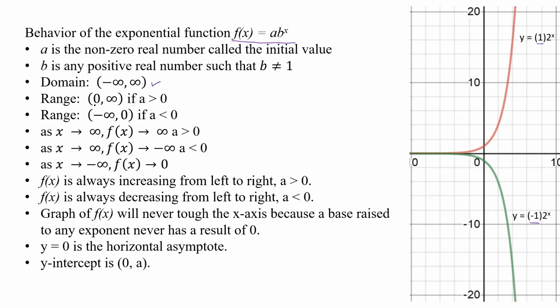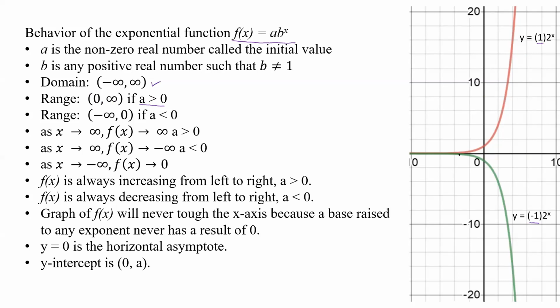Now, what about our range? Well, if a is greater than 0, if we're doing the top ones, basically, it's going to go from 0 to positive infinity. Now, it doesn't include 0. It gets very, very close. So no matter how far out you go to the negative infinity, it's never going to hit 0, but it's going to get really, really close. And then it's going to jump up and just keep going up to positive infinity as you go that direction.